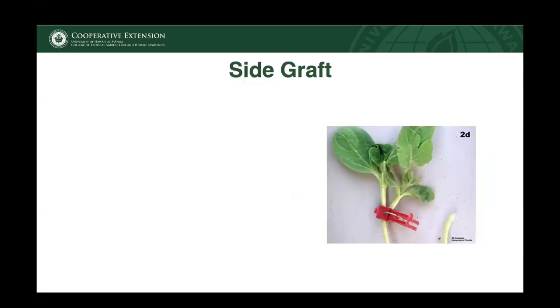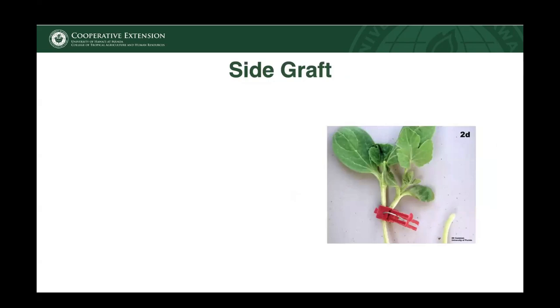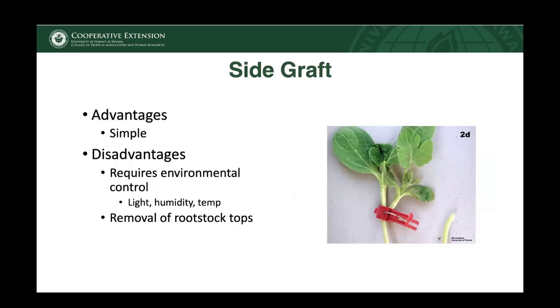A side graft is typically done below the cotyledon versus the splice graft is done above the cotyledon. The cotyledon is that non-true leaf, which is shown holding on that fingernail side on the 1C. Disadvantage is pretty simple. You're cutting into part of that rootstock and you're just putting in that scion wood, or that top part that you want on the bottom.